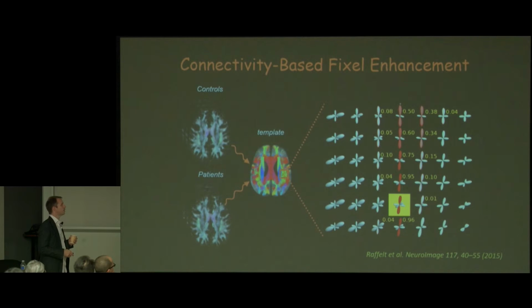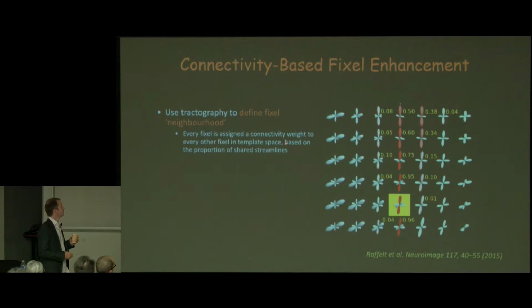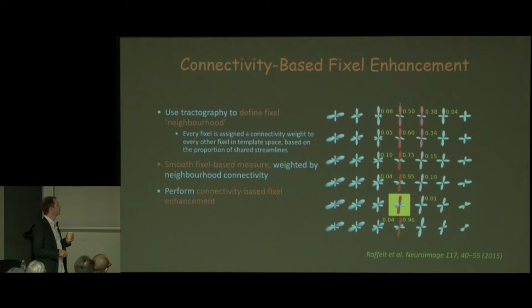That information provides an estimate of the kind of correlation structure that you'd expect in your fixel data. So we use the tractography to define a fixel neighborhood, and it's based on the proportion of shared streamlines. There are a lot of ways of getting the tractography to a state where it's quite quantitative in terms of the connectivity that you get. We can use exactly that measure to smooth along the tracts using that particular framework, which is quite useful to boost the statistics along the tracts. And then we perform this connectivity-based fixel enhancement, which is basically using a TFCE framework.